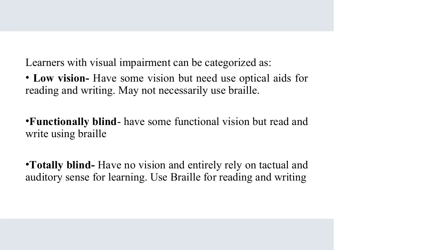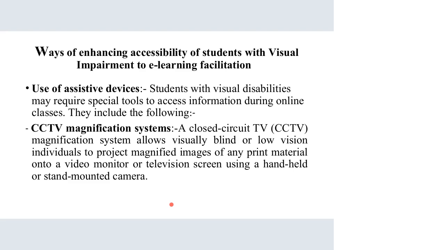Ways of enhancing accessibility to e-learning for students with visual impairment. It's very important for us to take note that we have three categories of learners with vision impairment. While we shall be working with them, we must take note of each one of them, the evidence of learning and even the materials they use in learning. So for example, we are going to use various devices and materials, and some of them will be for those who have low vision, and others will be for those who are totally blind. And somewhere in the middle, there could be some materials that low vision learners can use and also totally blind learners.